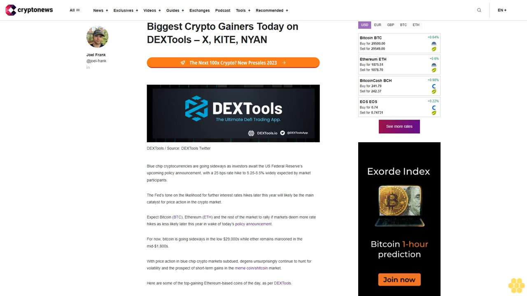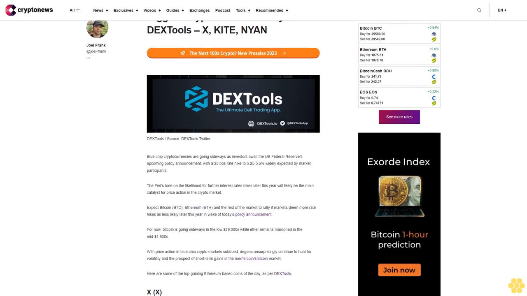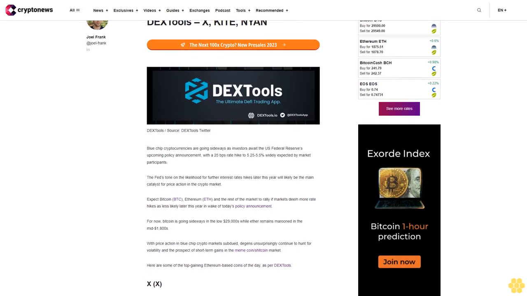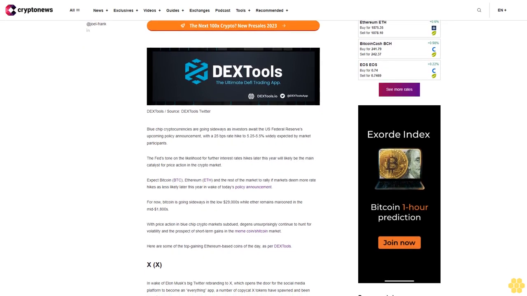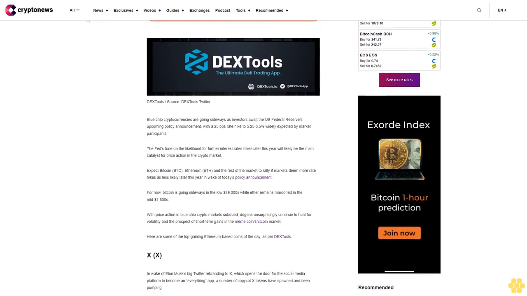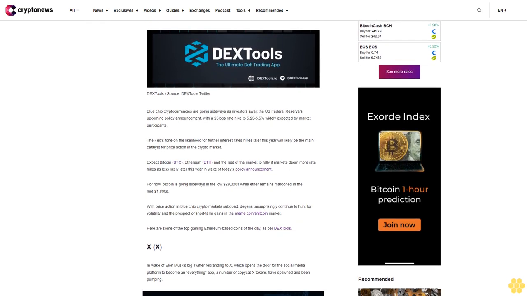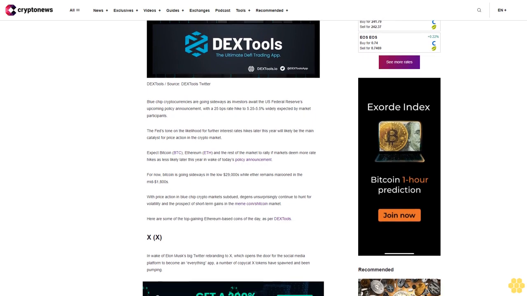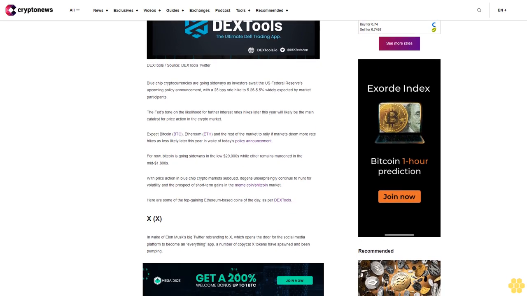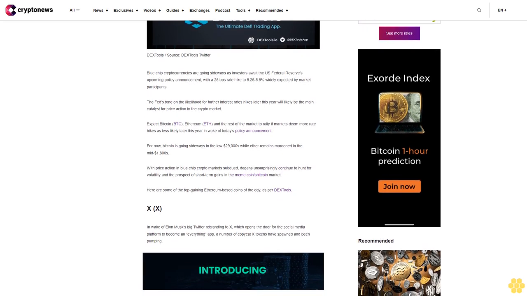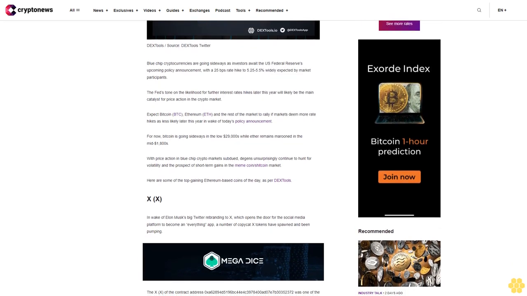Biggest crypto gainers today on DEXTools: X, KITE, NYAN. Blue chip cryptocurrencies are going sideways as investors await the U.S. Federal Reserve's upcoming policy announcement, with a 25 BPS rate hike to 5.255% widely expected by market participants. The Fed's tone on the likelihood for further interest rate hikes later this year will likely be the main catalyst for price action in the crypto market.